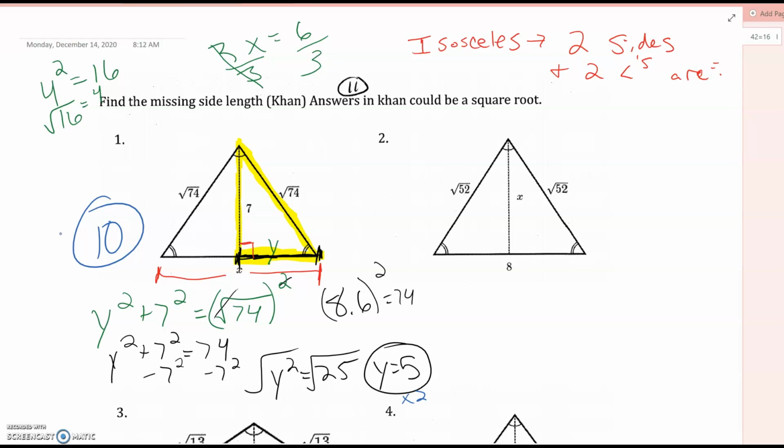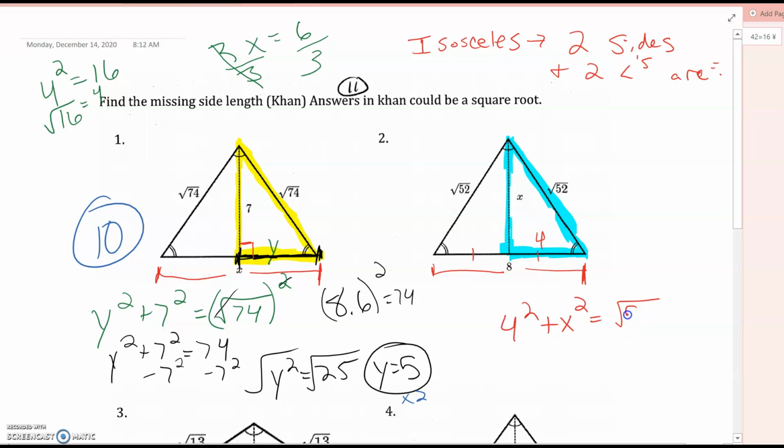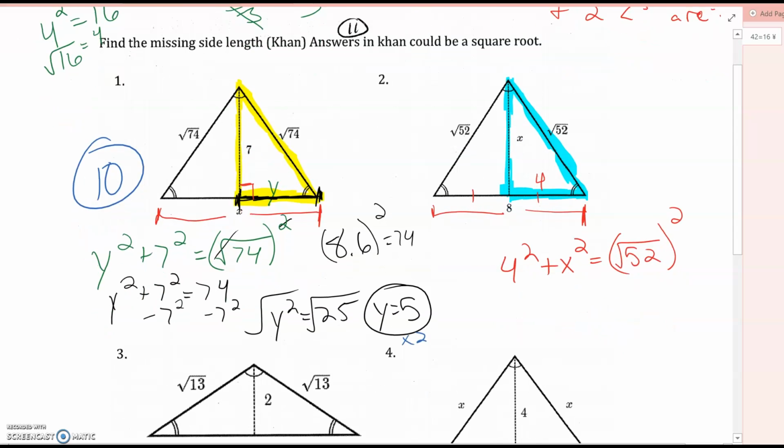Okay. For this next one, again, we're cutting things in half. So in order to do Pythagorean Theorem, I'd have to use the numbers associated with the right triangle right there. So now this 8 is the whole entire thing. So if I need to use a number for the right triangle, I'd have to cut that in half. So like these two are equal. So then my equation would be 4 squared plus x squared equals the square root of 52 squared. Some of you guys will probably end up shortcutting this. That is okay.